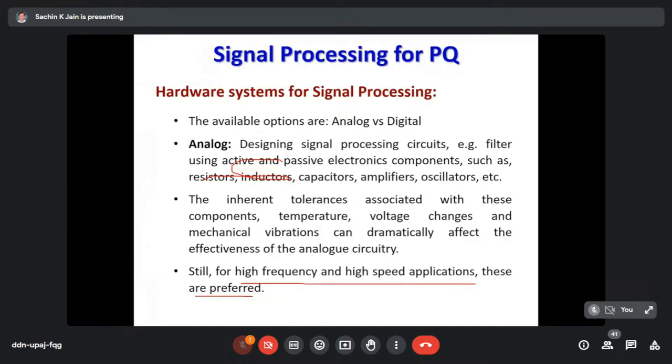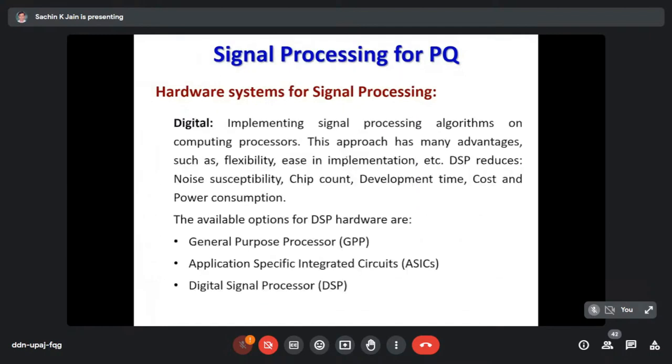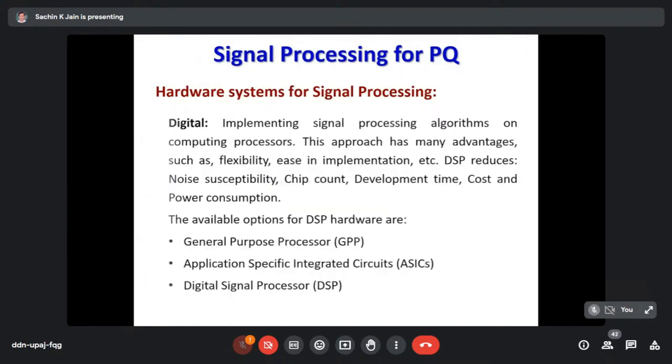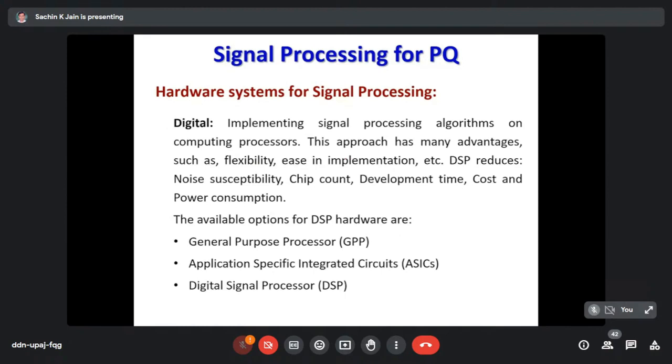Analog signals are preferred. Digital processing means implementing signal processing algorithms on computing processors, for example DSP, your computers, all these things. They have many advantages such as flexibility and ease of implementation. It reduces noise susceptibility, chip count, development time, cost, and power consumption.